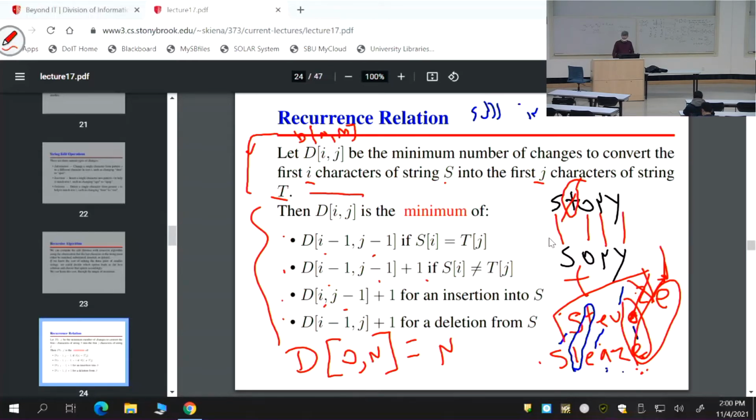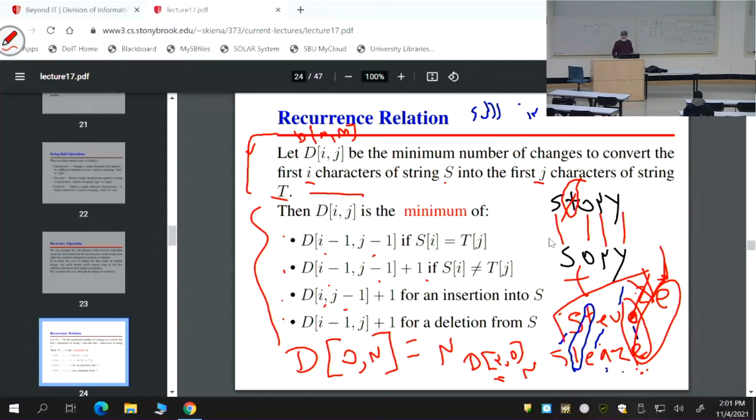I claim there's another basis case, yeah? N, 0. What is D of N, 0? What is that going to be? N. Okay? Does everybody kind of get that idea? If you believe in this, we now have a recurrence relation to solve the edit distance problem. Any questions about edit distance, why it's a good thing, and why this recurrence works?